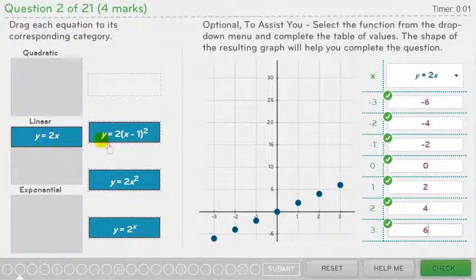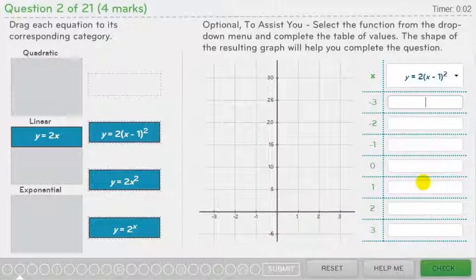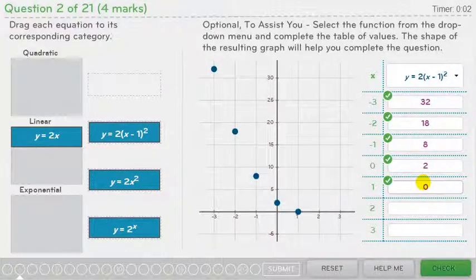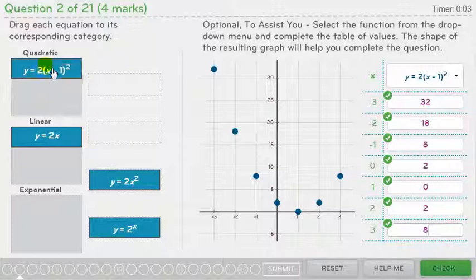Next, let's look at the equation y = 2(x - 1)². Let's start by substituting in -3. When we substitute in -3, the corresponding output value is 32, then 18, 8, 2, 0, 2, and finally 8. Notice that the shape that this graph makes is clearly a parabolic shape, making it quadratic, and so therefore this function we can put in the quadratic category.